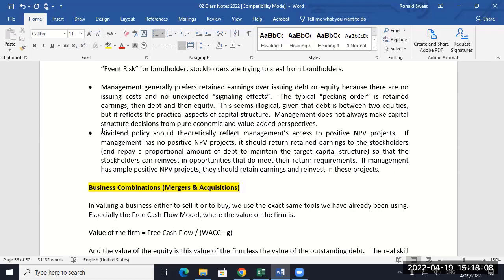Dividend policy is part of this capital structure. If you pay a dividend, you're reducing your weight of equity because you're sending money back to the stockholders. And that's part of this whole process. So a lot of theory here.